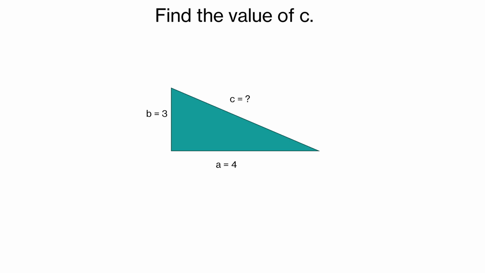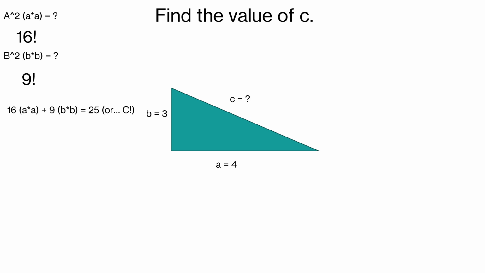We'll start with A. Now, because A squared is just A times A, we can find what the value of A in this equation is by simply multiplying 4 by 4. After doing this, we get the value of 16. If we do this for B as well, we get the value of 9. Now, we may add them. So, 16 plus 9 equals 25, or C.